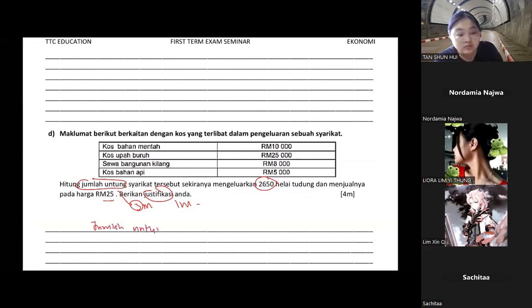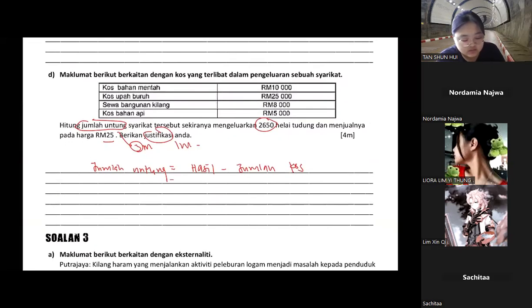Jumlah untung equals to, how to calculate untung? Untung should be hasil minus jumlah cost. Okay, so how do you calculate your hasil? Each of the product, 25 ringgit. And they tell us we sell 2,600 units. And then minus your cost.